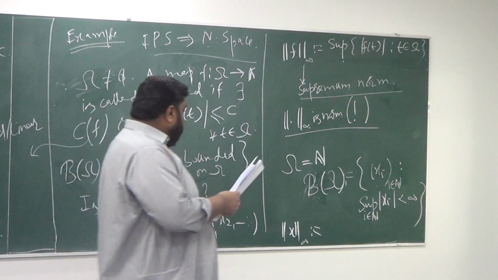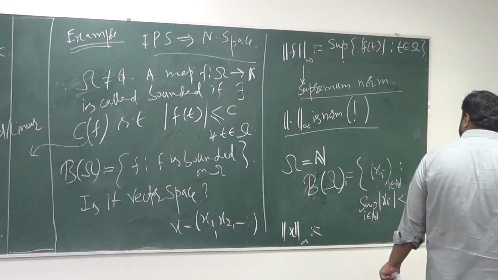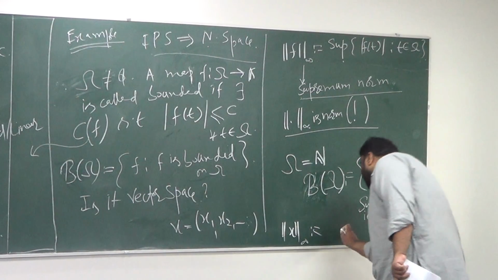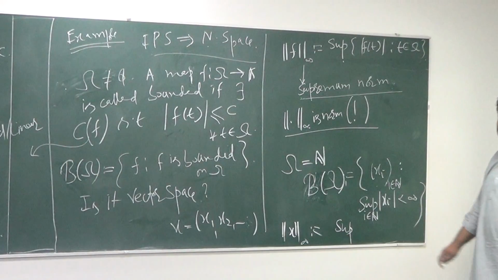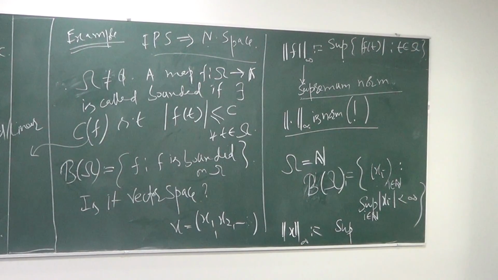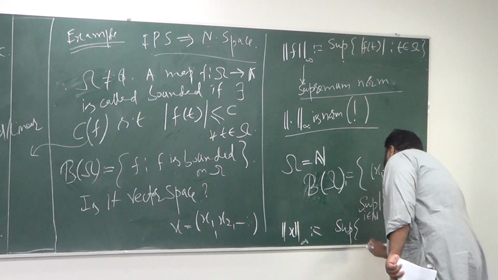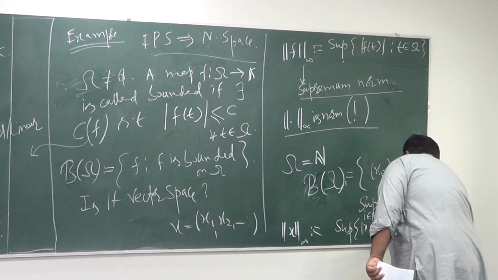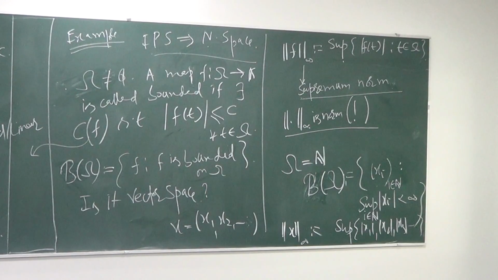Supremum of i belongs to N of absolute value of xi. The supremum of each term of the sequence, the absolute value of each term. Roughly the supremum of absolute x1, absolute x2, absolute x3, and so on and so forth. This must be the infinity norm. Okay? Is it making sense?